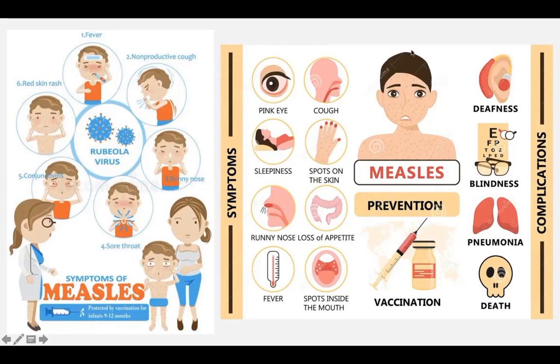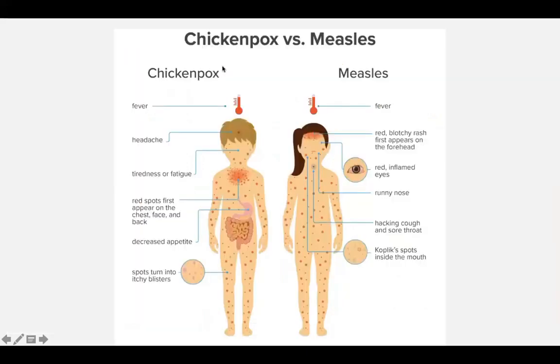Okay, I hope you remember. And then we have deafness, blindness, pneumonia, and death. These are the complications and these are the symptoms. We had Koplik spots inside. What is the difference between chickenpox and measles?